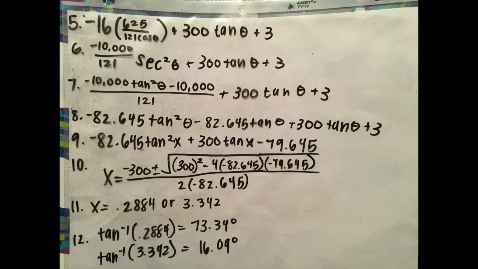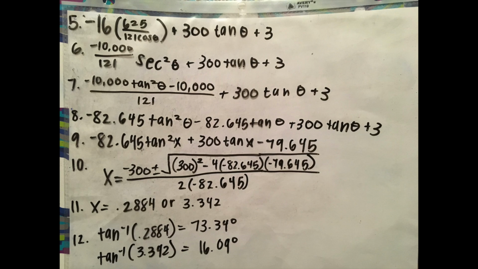That ended up being negative 300 plus or minus the square root of 300 squared minus 4 times negative 82.645 times negative 79.645, all divided by 2 times negative 82.645. When simplified, I got x equal to 0.2884 or 3.342. Finally, I plugged those x values into inverse tangent to get my degree values.